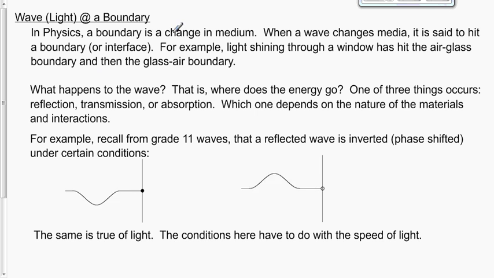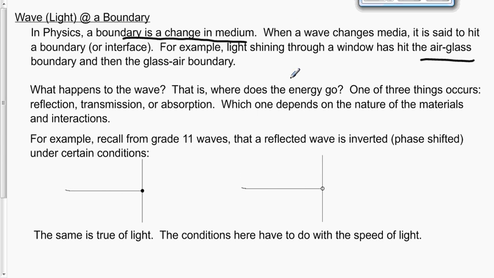A boundary in physics is just a change in medium. So when light changes from one substance to another, let's say it was traveling in water and then it enters the air, we say that the light has hit a boundary, or it's gone through an interface. Another example would be the air-glass boundary, the light shining in through the window. The air-glass boundary would also be the interface between the air and the glass. And again, light has hit a boundary.